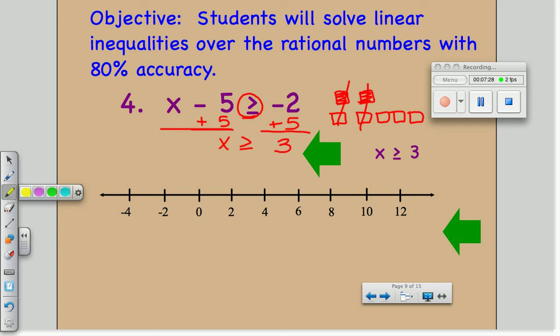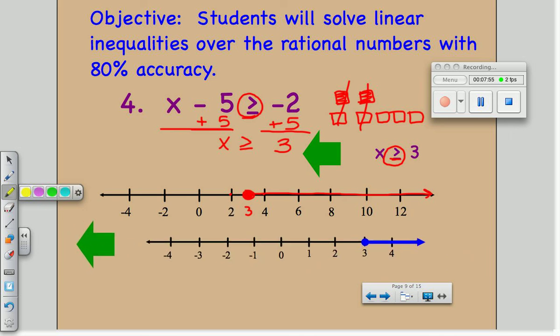Now I graph it. Circle the 3. 3 is between 2 and 4. I have 2 here and 4 here. So 3 would be here in the middle. Okay. And numbers greater than are this way. And since it says greater than or equal to also, that means 3 here is also a possible solution. So I have to bubble that in. Okay.